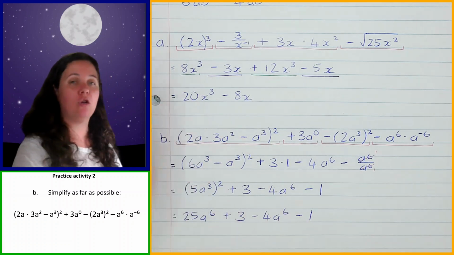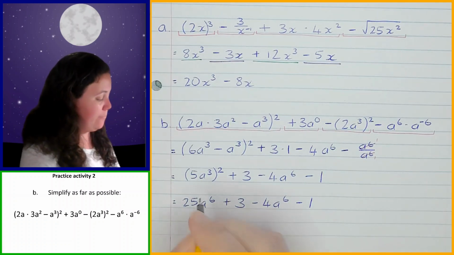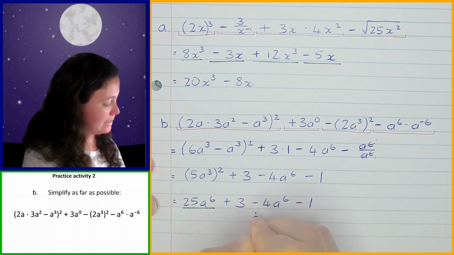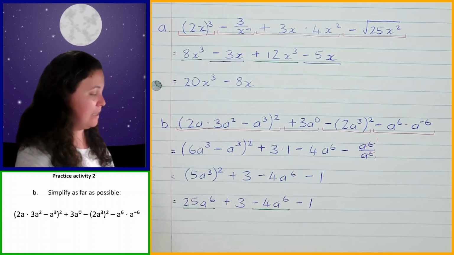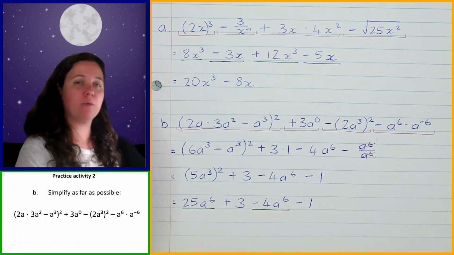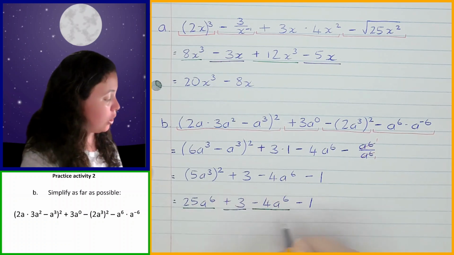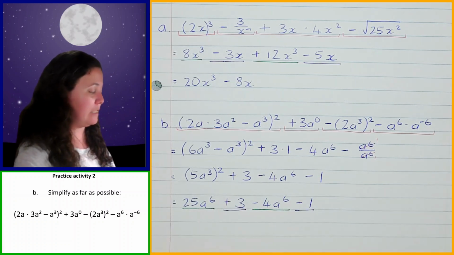So now I need to look for my like terms. So over here, I've got 25a to the power of 6 and minus 4a to the power of 6. And then my other like terms, even though they don't look like terms in terms of having the same variables and exponents, they are both constants. So they are like terms. Okay, so they can be added and subtracted.